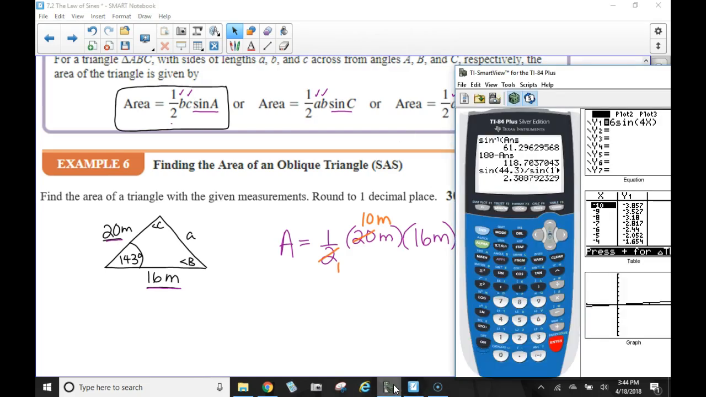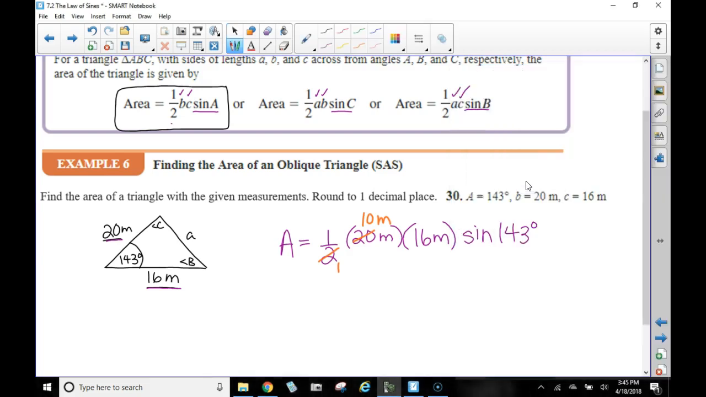So, 10 times 16 times the sine of 143 gives us 96.3. It says to round to 1 decimal place, so 96.3. All right, 96.3.